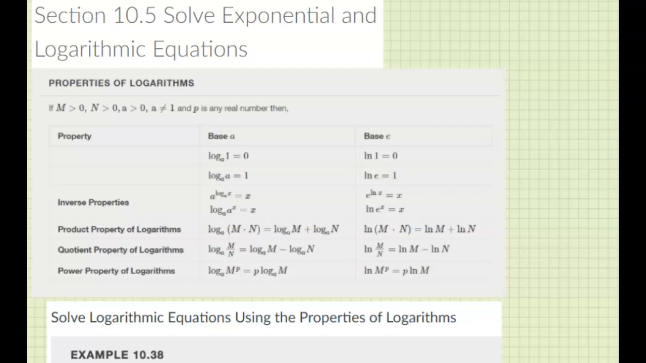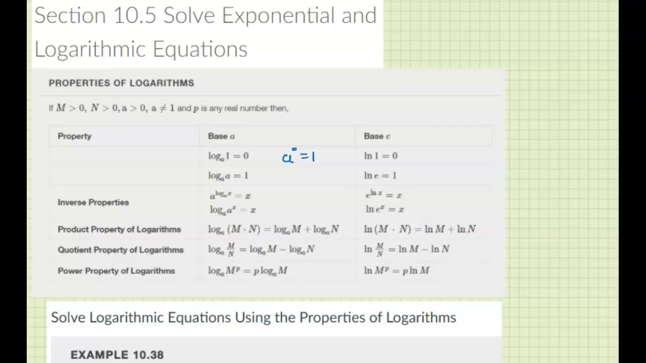Some basic properties: the log of 1 is always 0. It doesn't matter what base you're working in, any base or the natural, the e base, the log of 1 is going to be 0. If you think of its exponential version, if I change this to an exponential, I get a to the 0 equals 1, right? Anything to the power of 0 is 1. So it's just a restating of that exponential property, but in logarithmic form.